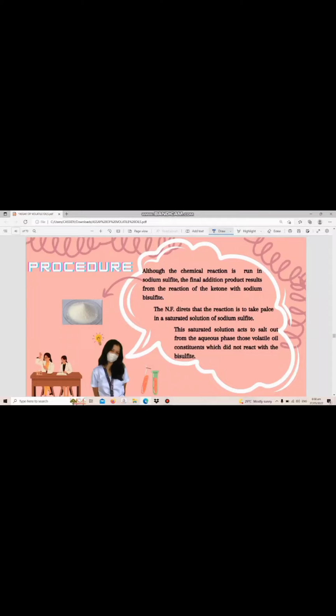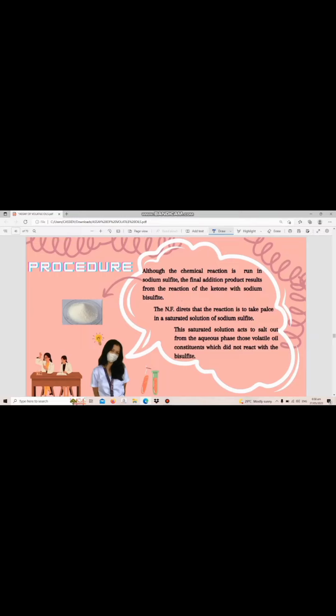Continuing, if you read this part of the book, it explains that the final addition product results from the reaction of the ketone with sodium bisulfite. Even the chemical reaction is run by the sodium bisulfite. Remember that the reaction is to take place in a saturated solution of sodium sulfite. This acts to salt out from the aqueous phase those volatile oil constituents which did not react with the bisulfite.